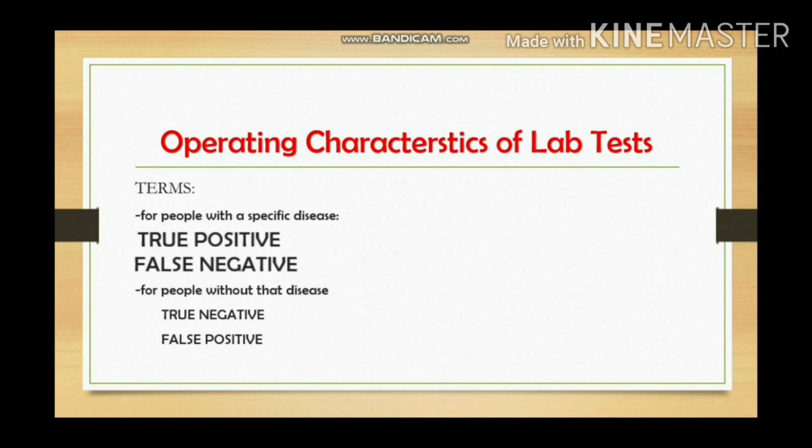For people without the disease, we use true negative and false positives. So true negative are the people who do not have the disease and they tested negative on the test. And false positive are the people who do not have the disease but they tested positive on the test.